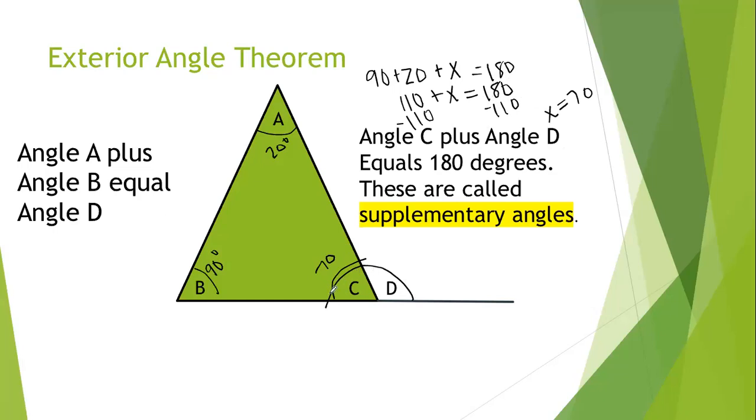So if these two together make 180, and this C is 70, how would I figure out both of them together? Or how would I figure out D, I mean?